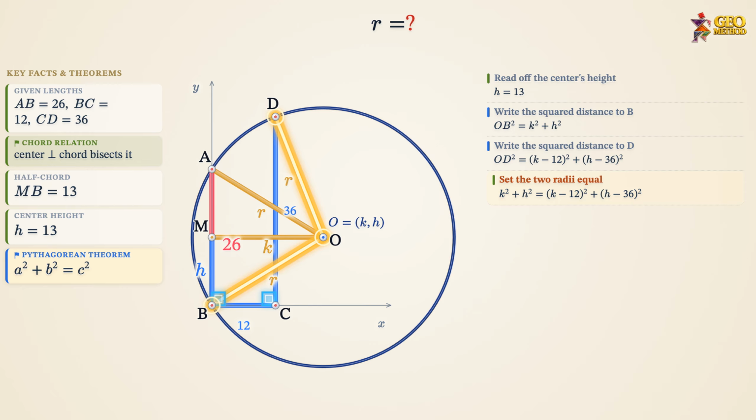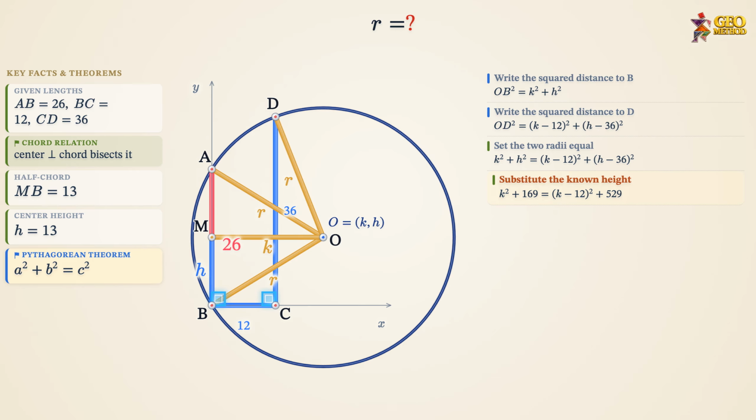Since B and D both lie on the circle, segment OB and segment OD are equal radii, so their squares are equal. Set the 2 expressions equal to each other. This single equation is what will hand us k.